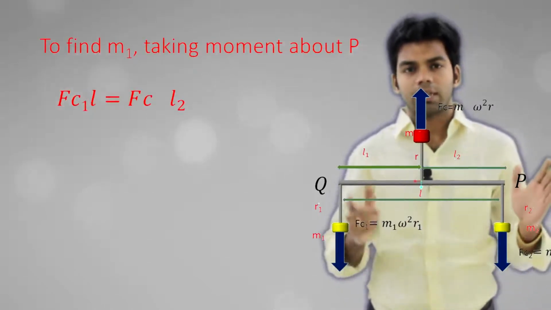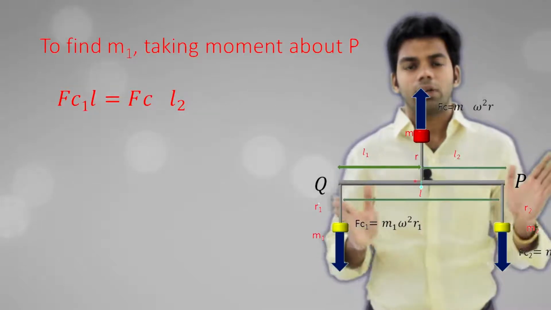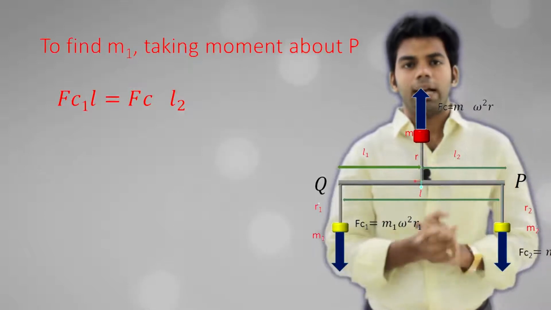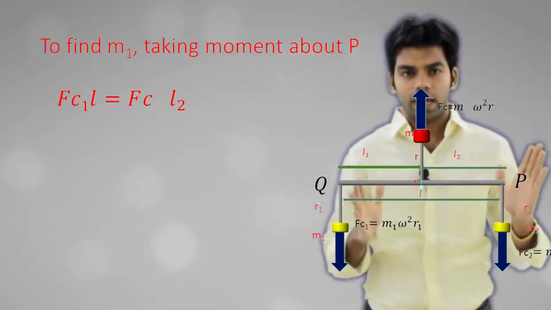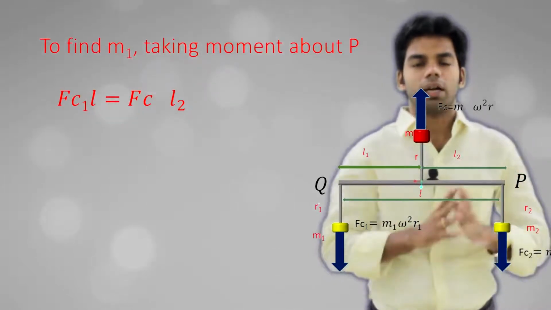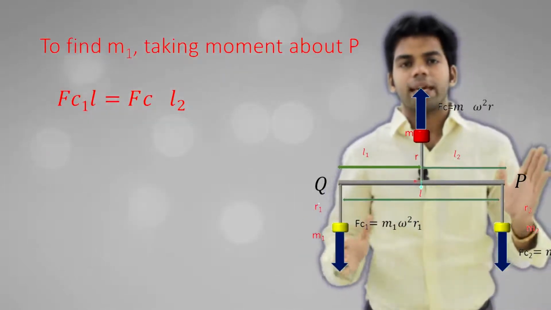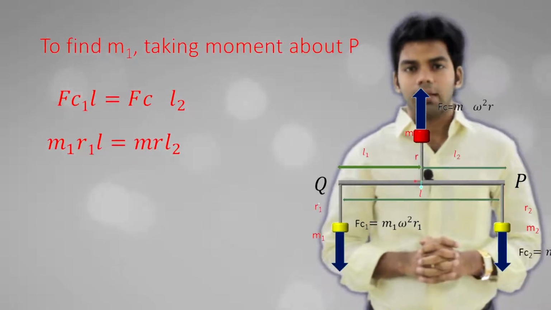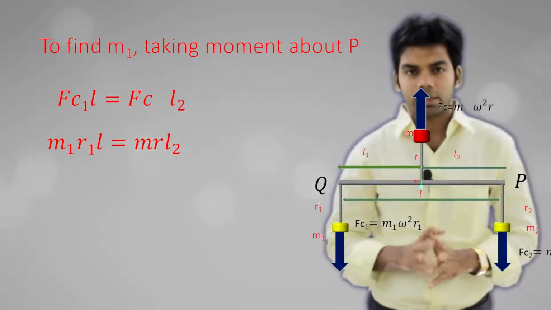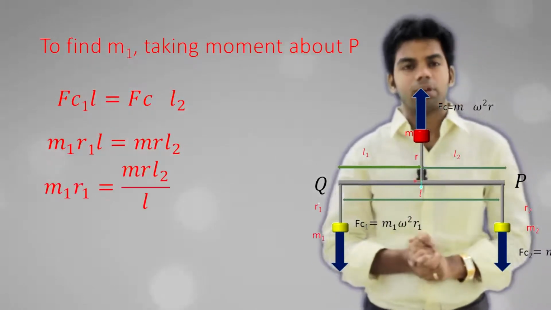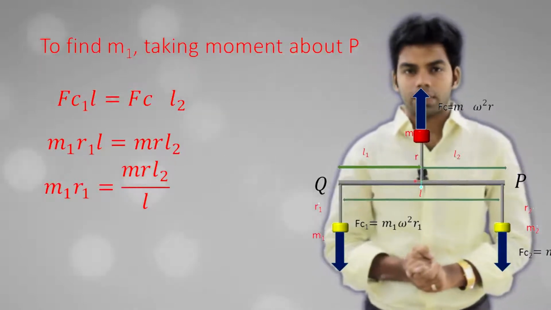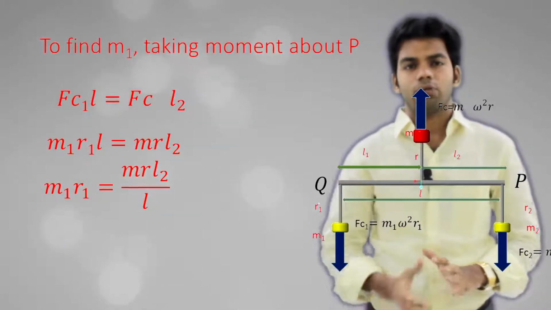So what will be the case now? Fc1 into L should be equal to Fc into L2. The moment of this force about this plane, Fc1 into L, should be equal to Fc into L2. Or you can say m1 r1 into L should be equal to m r into L2. So from here you can get the value of m1 r1. This m1 r1 will be equal to m r L2 upon L. Getting this? Similarly, you can determine the value of m2 r2 as well.